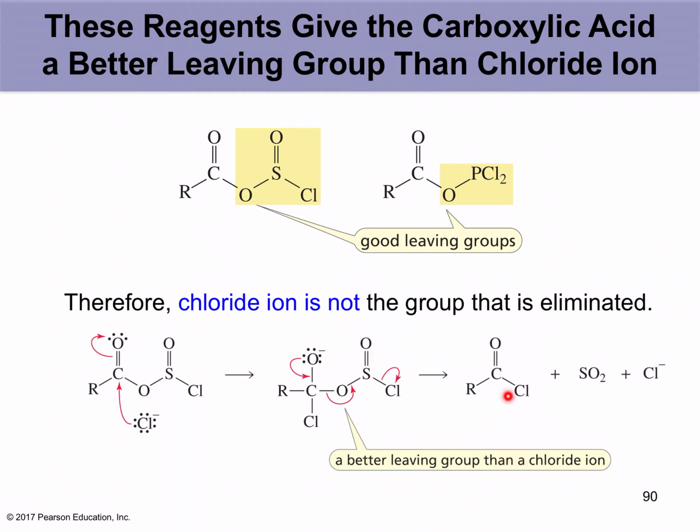And the acyl group has a better leaving group than a chloride ion. So we can form acyl chloride from carboxylic acid.